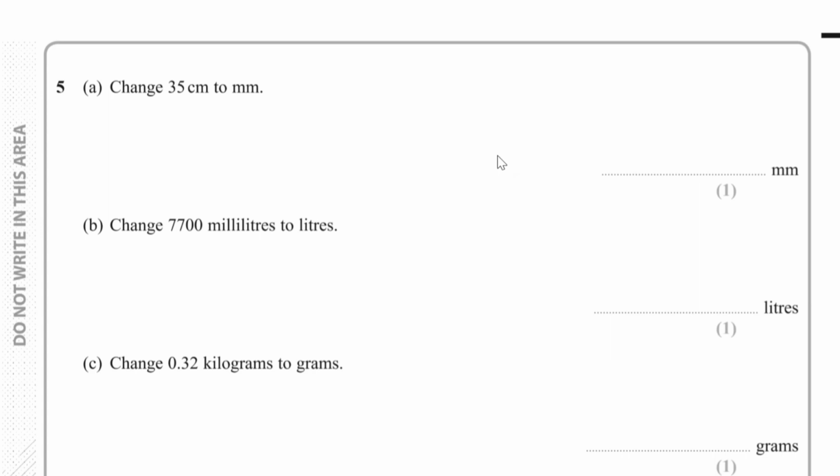Question number 5, for part A we have to change 35 centimeters to millimeters. Well, to go from centimeters to millimeters, we multiply by 10, and millimeters to centimeters we divide by 10. And therefore, we have 35 multiplied by 10, which is 350.